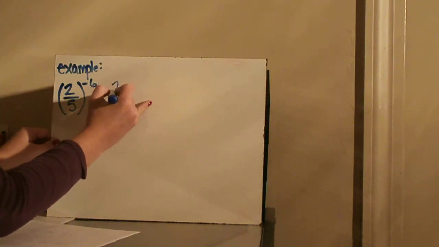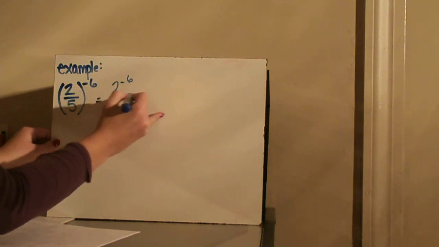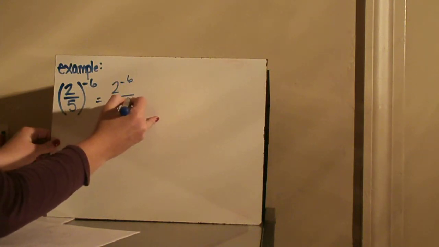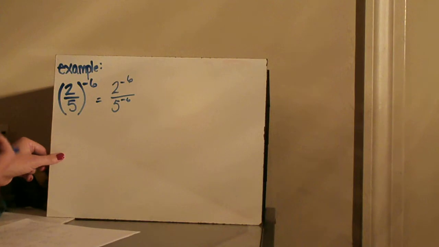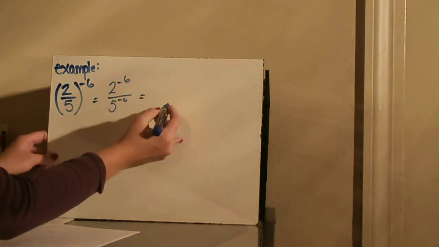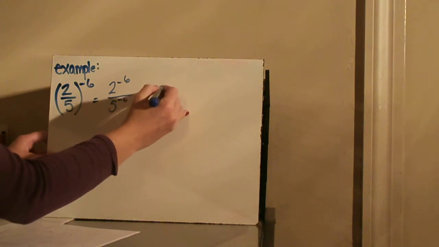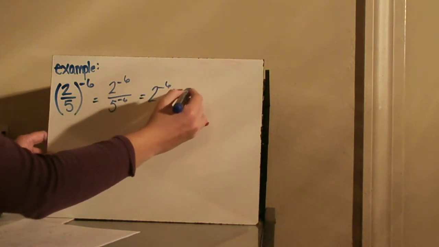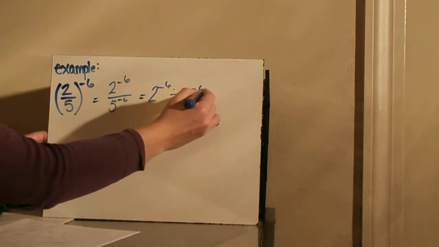Okay, our next example is 2/5 to the -6 exponent. Okay, so this one's a little more complicated. Basically what we have is 2 to the -6 divided by 5 to the -6. I'm going to write this horizontally so I can see a little better what I'm working with. I have 2 to the -6 divided by 5 to the -6.